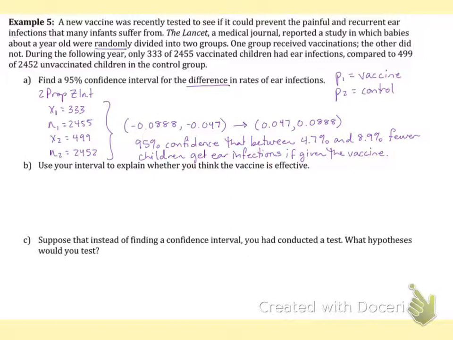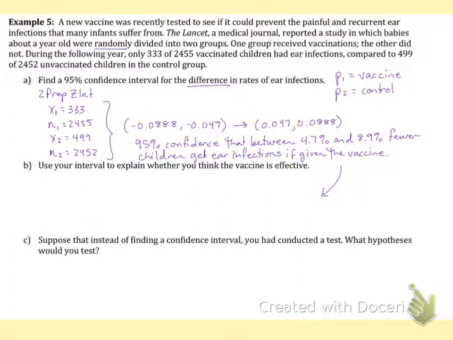So it says, use your interval to explain whether you think the vaccine is effective. I guess I did that already. That's kind of what I'm saying here. The entire interval is negative, which means I don't have 0 in the interval. 0 would have implied that there was a possibility that there was no difference between them.